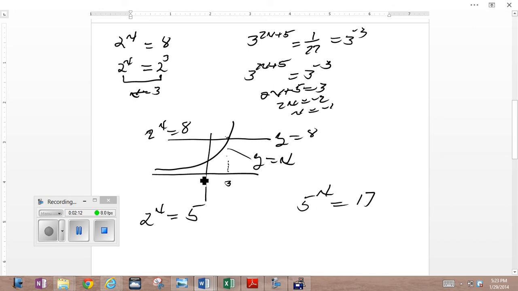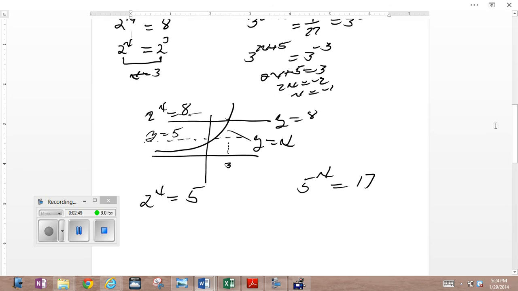Certainly, they should have a solution because, like, if we just go back to this graph, y equals 2 to the x, it intersects the horizontal line of 8 at the x value of 3. Well, certainly it's going to intersect some horizontal line y equals 5. But where? Well, approximately, it's going to be something greater than 2, something less than 3. But at this point, we're left with a problem, okay? We don't know where it intersects.